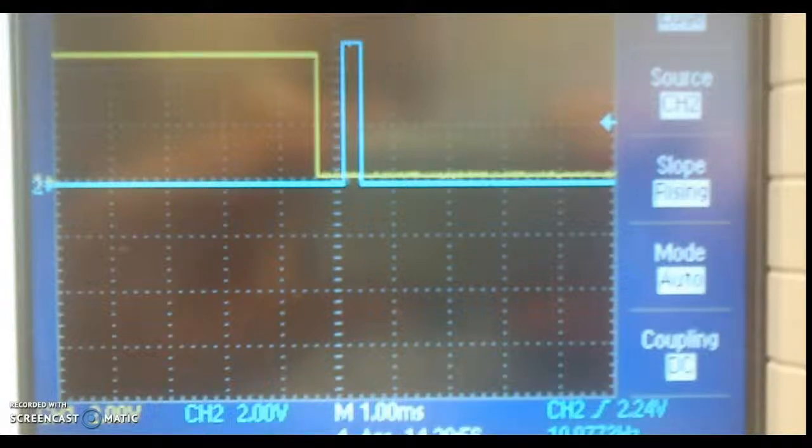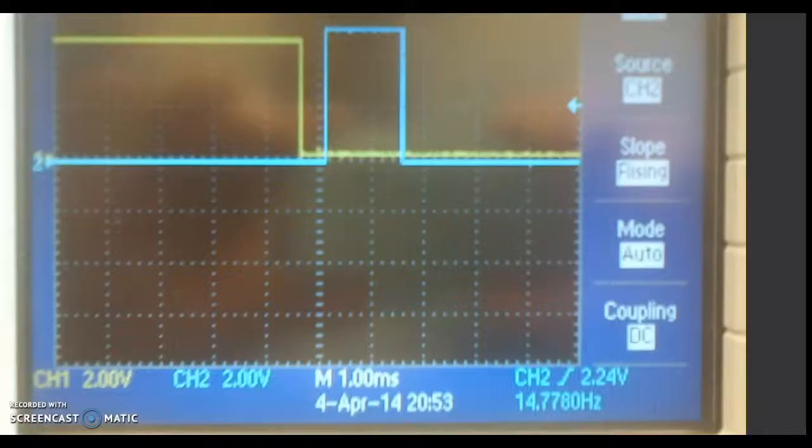period of time. Now, we increase the distance of the object to the ultrasonic sensor, and we can see that channel 2, or the blue waveform, has a longer peak signal. This means that the sound wave traveled longer than in the previous example.